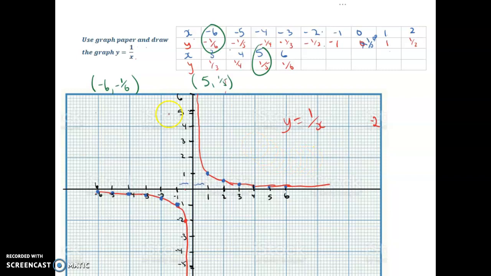Now for me to do the graph of y is equal to 1 on x squared, I'll use the same layout and everything. I'm just going to change the squares. So now I'm going to do that.